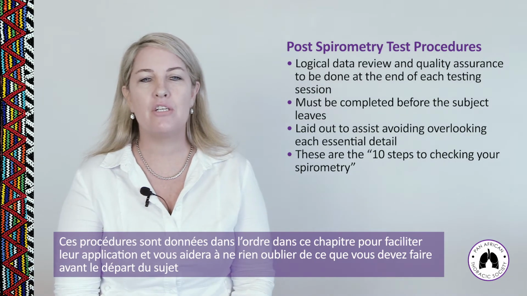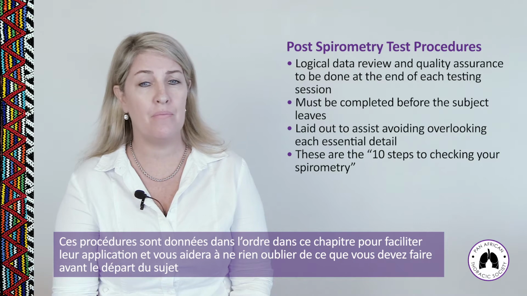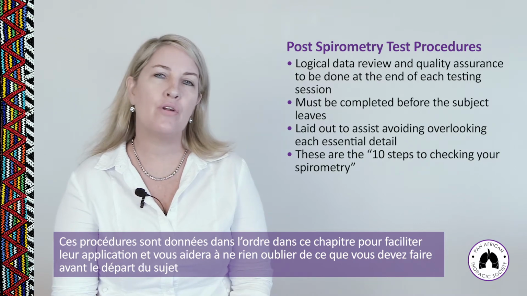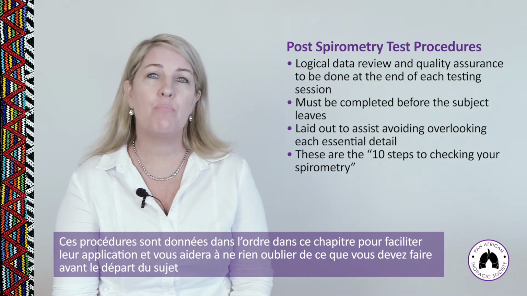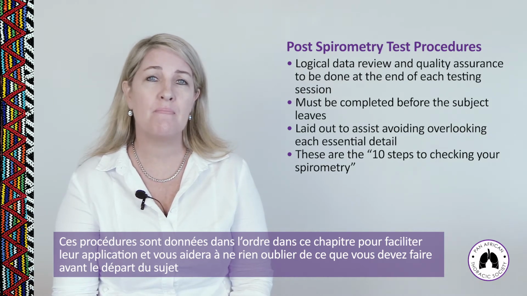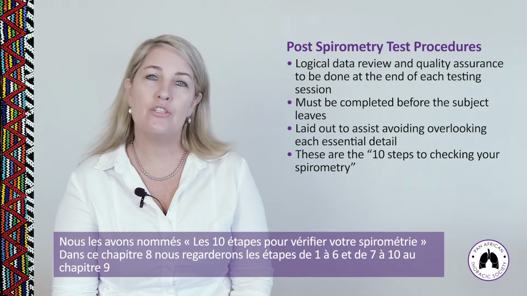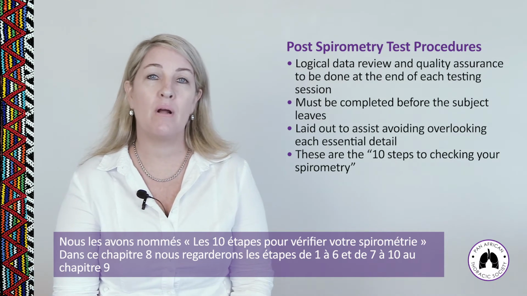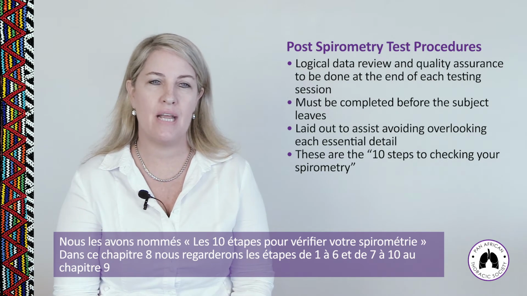These test evaluation checks are laid out in a logical step-by-step order in this chapter that is easy to follow, and will assist you in not overlooking any details that need to be checked before the subject actually leaves. These are called the 10 steps to checking your spirometry. So in chapter 8, we'll cover steps 1 to 6, and in chapter 9, we'll cover steps 7 to 10.